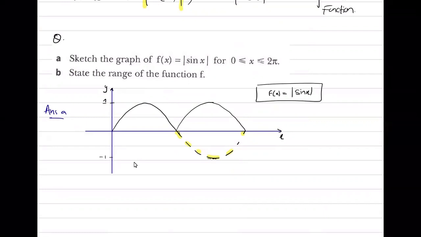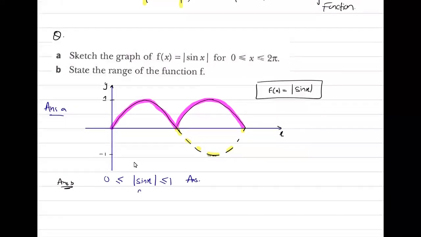Now we know that sine x was ranging between -1 and 1. The range of the sine x graph was between -1 and 1. Now, what can you say about the range of this graph? What's the minimum value and what's the maximum value? It's going to be between 0 and 1. So answer B is that mod of sine x is going to be between 0 and 1. Or you can simply write that the range of f of x is between 0 and 1.